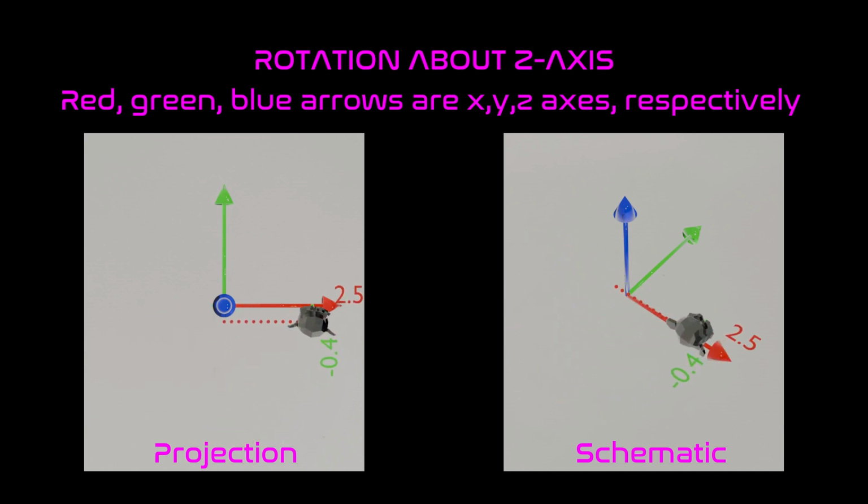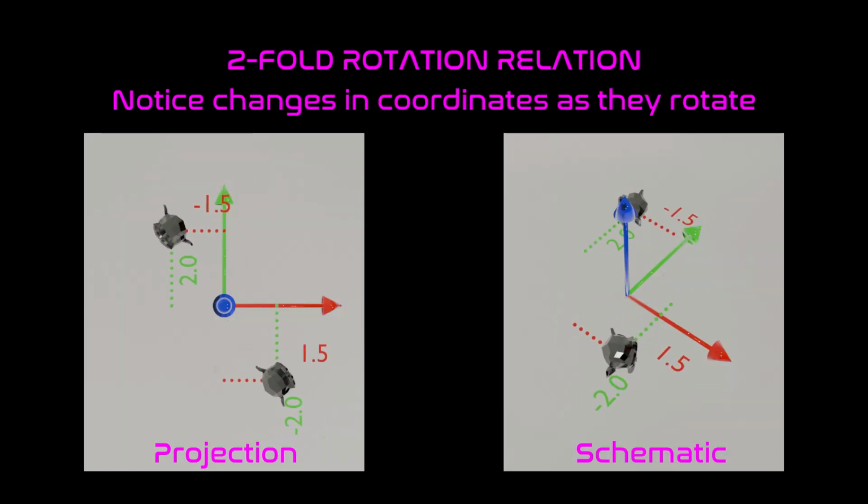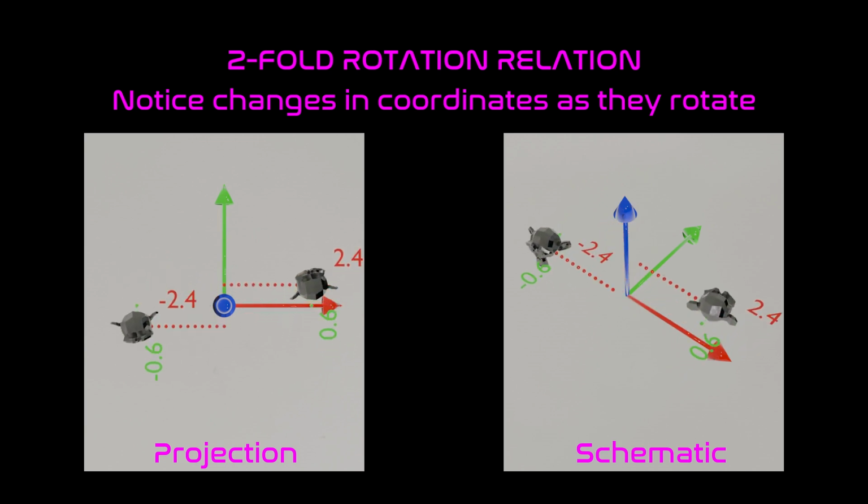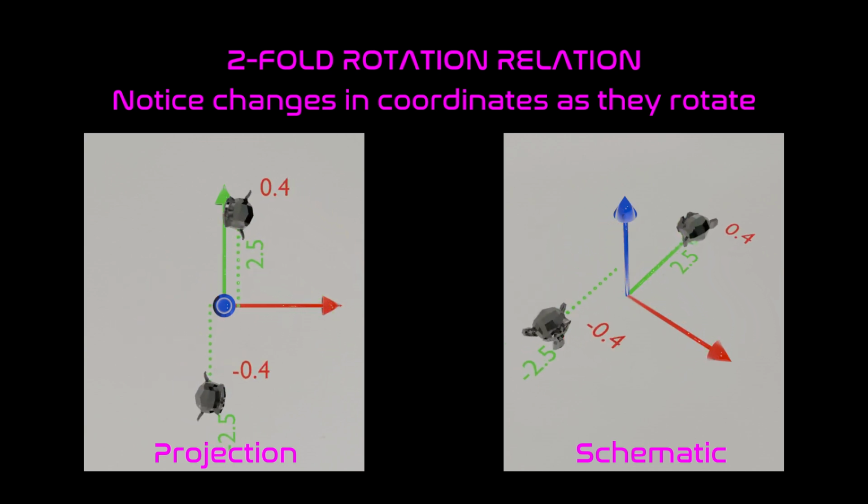crystals. We begin with a simple object, Suzanne the monkey. Watch what happens as we rotate her around the z-axis. No matter the angle, the motion follows a clear mathematical rule.